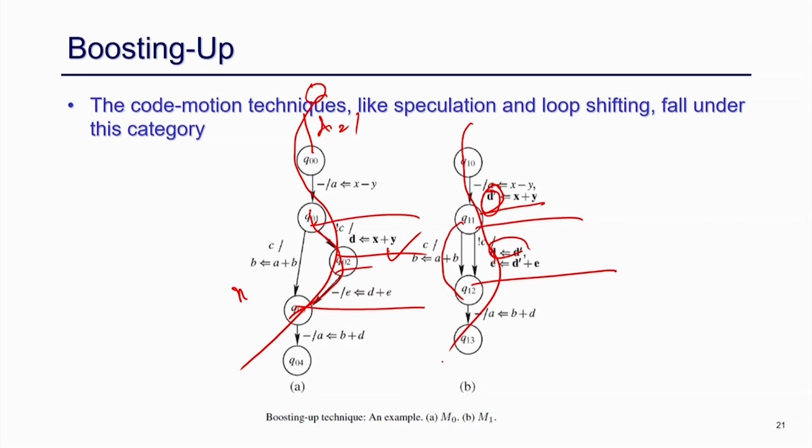So, this boosting up can improve your computation time by just putting some operation before the if else block from one branch. But you have to keep in mind that when you are moving that, you cannot just use the same d, because that d might have some different use in the other branch, which might be affected by this d. So, I have to store it in some temporary variable. This is the idea of boosting up.